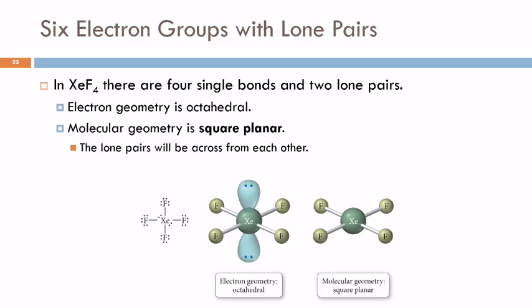Questions? These bond angles are going to be 90 degrees. These guys are repulsive, but they're repelling from opposite sides, and so their effects cancel out, and the bond angles here aren't going to be affected at all.